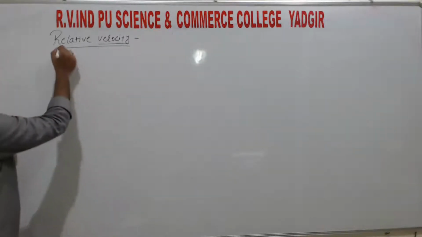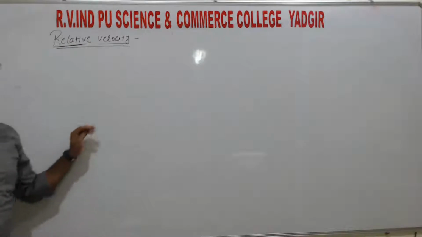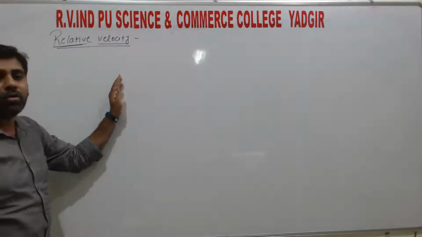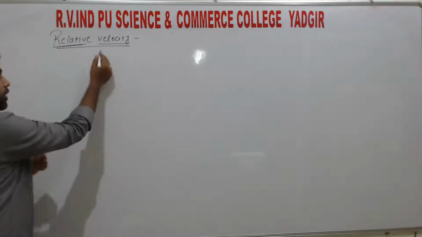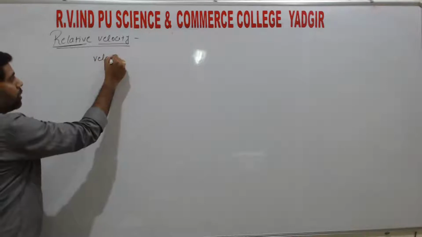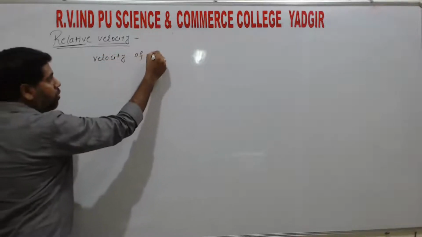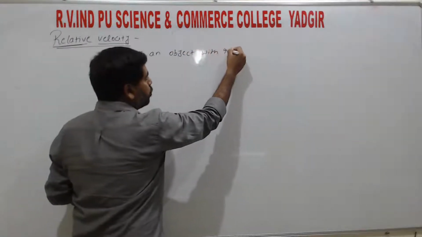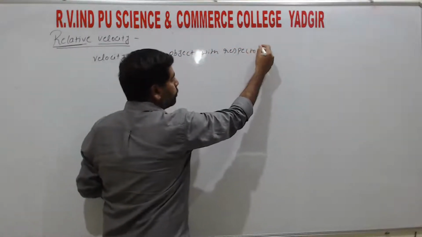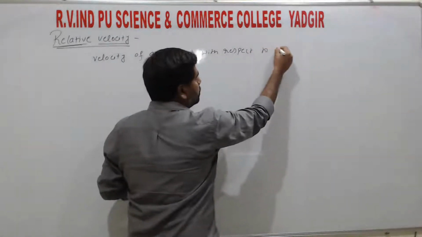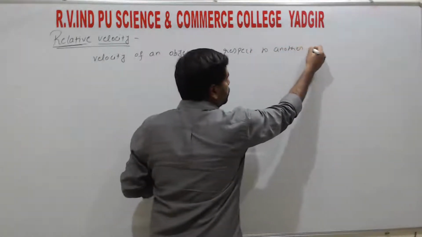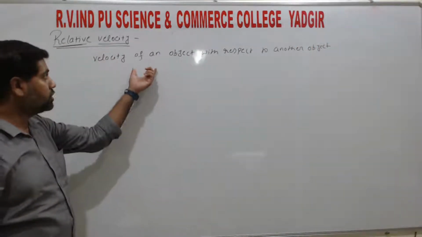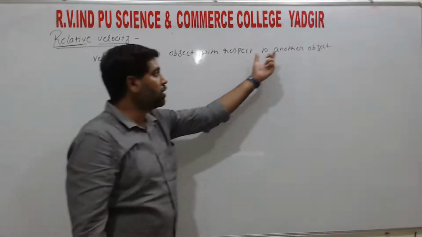So what is nothing but relative velocity? So what is relative velocity? So relative velocity is the velocity of an object with respect to another object, right? So if we define the relative velocity, it is defined as velocity of an object with respect to another object, right? So we are going to measure the velocity of a particular object with respect to the another object.